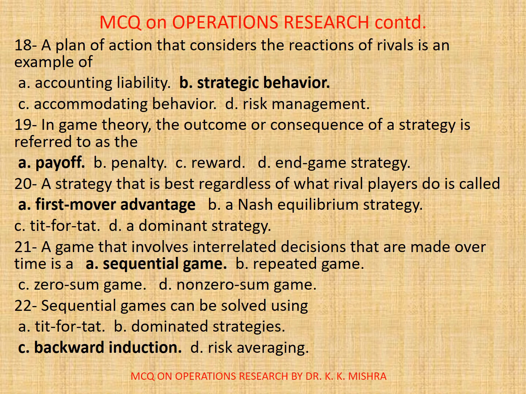18. A plan of action that considers the reactions of rivals is an example of, correct option is B, strategic behavior. 19. In game theory, the outcome or consequences of a strategy is referred to as the, correct option is A, payoff. 20. A strategy that is best regardless of what rival players do is called, correct option is A, first mover advantage. 21. A game that involves interrelated decisions that are made over time is a, correct option is A, sequential game. 22. Sequential games can be solved using, correct option C, backward induction.